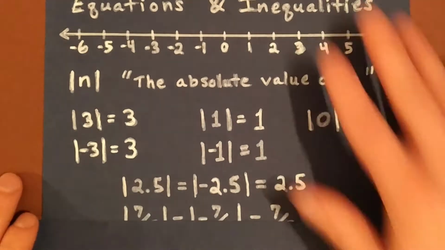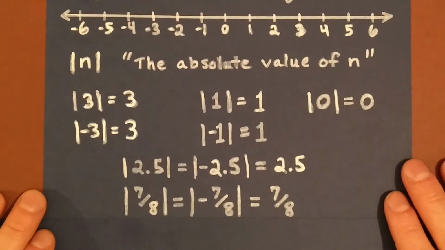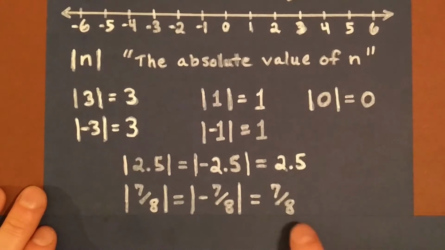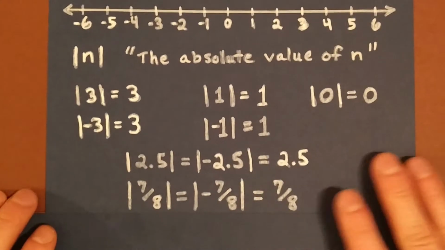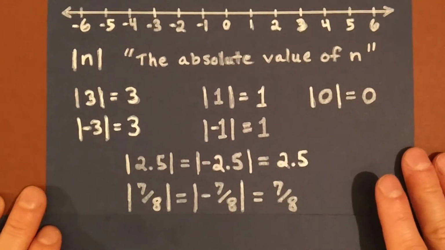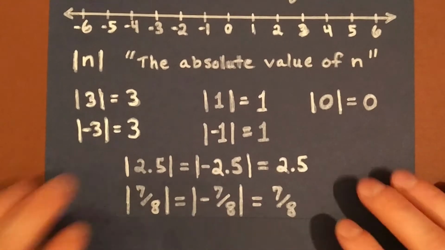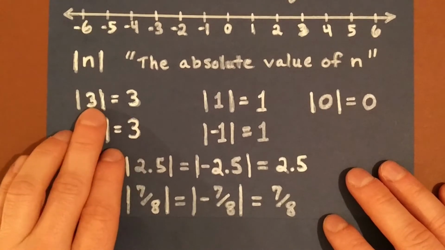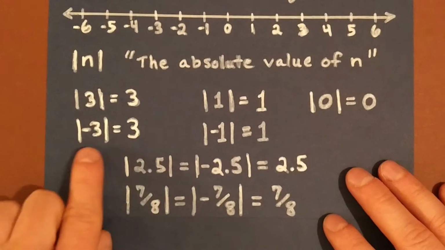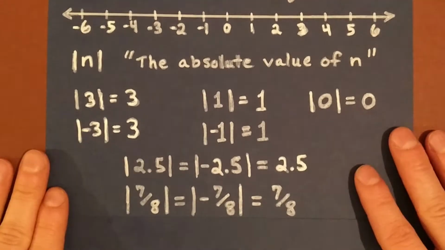Similarly with fractions, the absolute value of 7/8 is 7/8, and the absolute value of negative 7/8 is also 7/8. So it's the distance from 0. And of course you can just simply think of it as the absolute value of a number is the number when it's positive, or when it's negative it's the opposite. So it's always the positive version of that number.